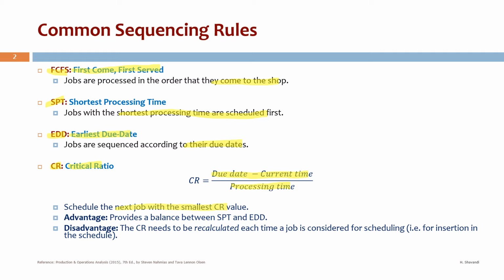The advantage of CR is providing a balance between SPT and EDD, and the disadvantage of this rule is recalculating each time we want to position a job in the sequence. I mean, the disadvantage of this method is just the computations that we need to do any time we want to schedule a job.